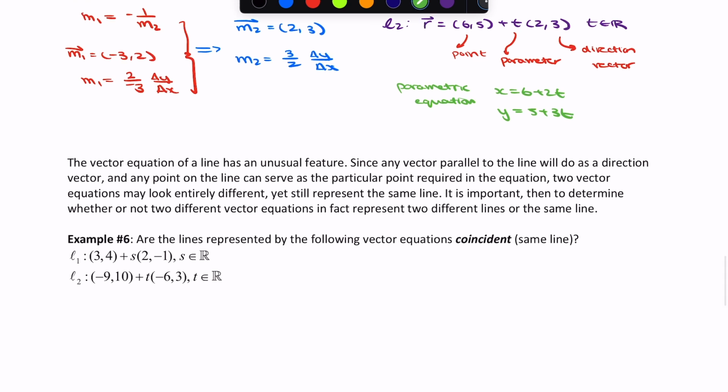And so here again, a vector equation of a line has an unusual feature, since any vector parallel to the line will do as a direction vector, and any point of the line can serve as a particular point required in the equation. Two vector equations may look entirely different, yet still represent the same line. It's important then to determine whether or not the two different vector equations in fact represent two different lines or the same line.